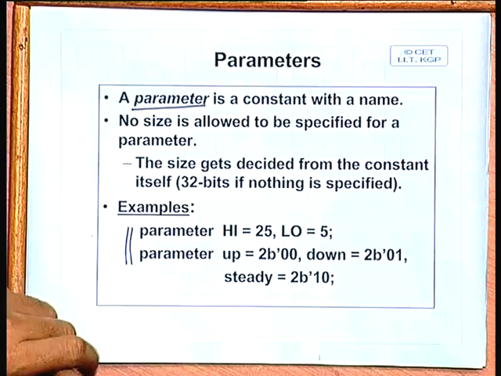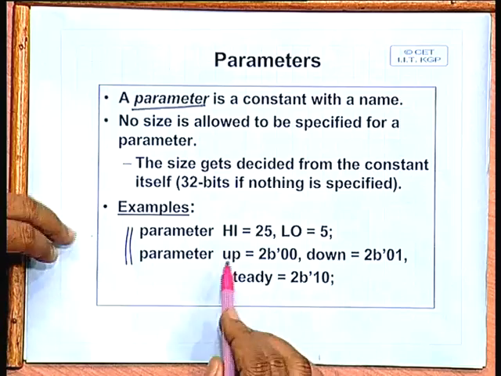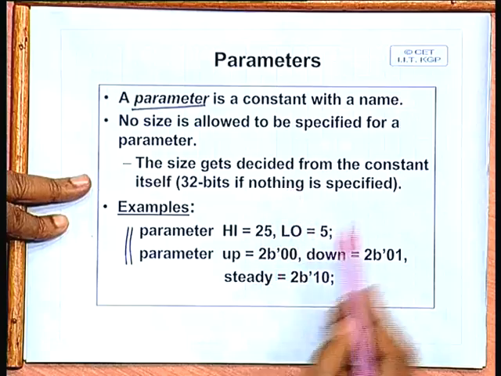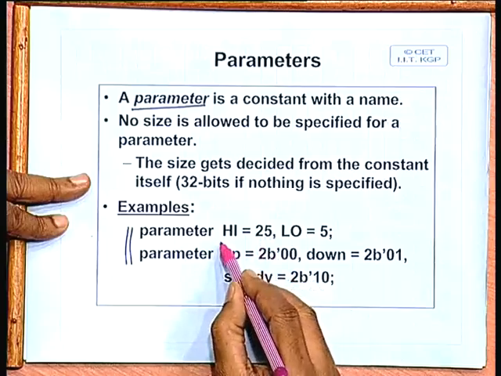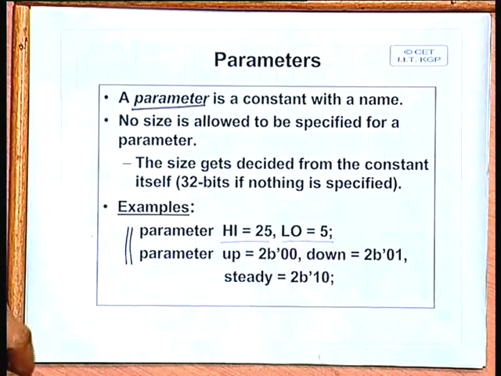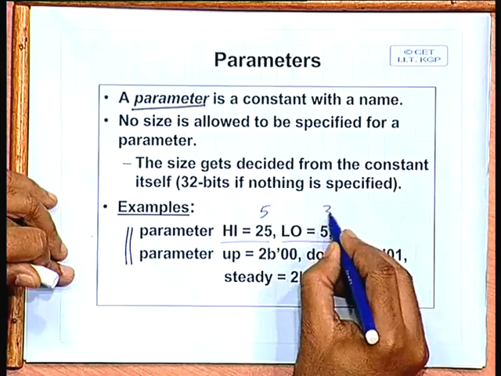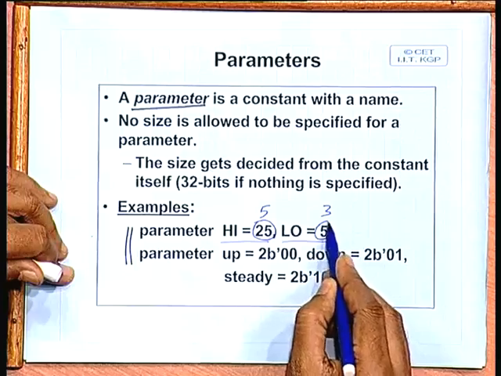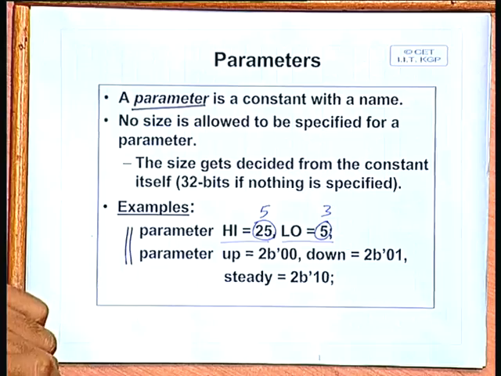Now here one characteristic of this parameter type is that you do not specify the size of the parameter when you define it with a name. The size gets decided from the constant which gets assigned to it. For example, in this case, high equal to 25 or low equal to 5, you can easily find out that high can be represented in 5 bits, and low can be represented in 3 bits. So the value of the constant will determine the size of this constant, how it will be mapped into the actual hardware when it is synthesized.